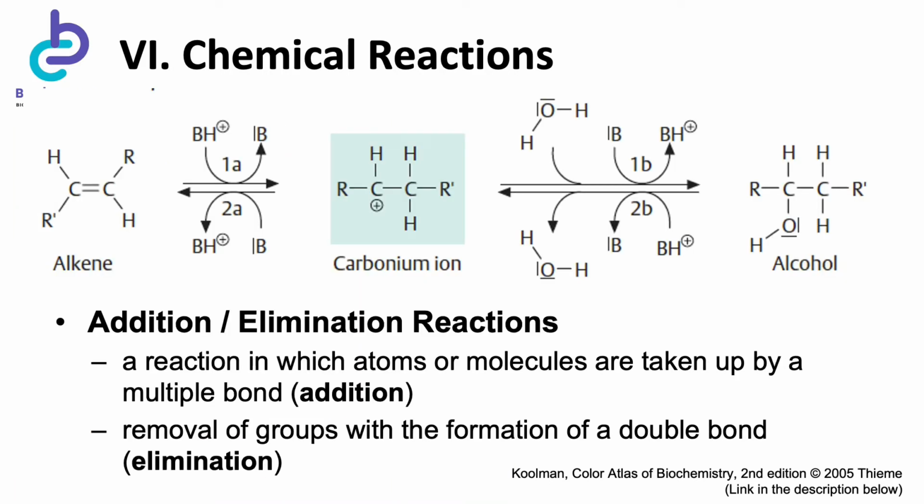Moving on, a reaction in which atoms or molecules are taken up by a multiple bond is described as addition. The converse of addition, that is the removal of groups with the formation of a double bond, is termed elimination. When water is added to an alkene, shown as 1A, a proton is first transferred to the alkene. The unstable carbonium cation that occurs as an intermediate initially takes up water before the separation of a proton produces alcohol, seen here as 1B. The elimination of water from the alcohol, 2B, or dehydration, is also catalyzed by an acid and passes via the same intermediate as the addition reaction.